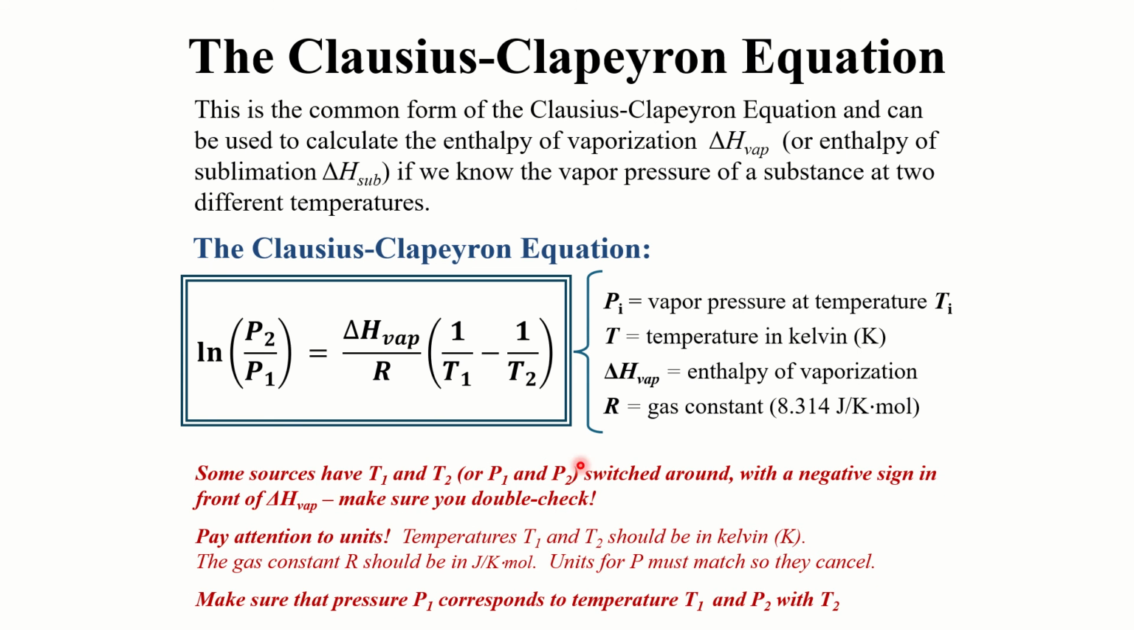A couple notes, just again, noting that some sources have these switched and a negative sign in front, so make sure you double check if you're using a different source. Please pay attention to your units. Temperature values have to be in K. The gas constant R needs to be in joule per K mole. As far as pressure goes, the pressure units just need to match so they can cancel. You can use different pressure units, kilopascal, atmosphere, whatever, as long as both pressure values are in the same unit.